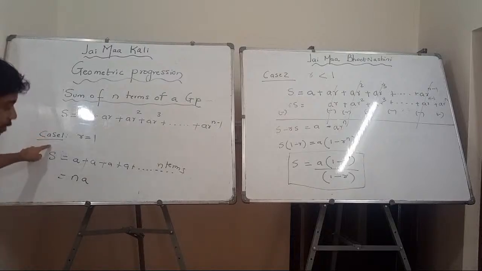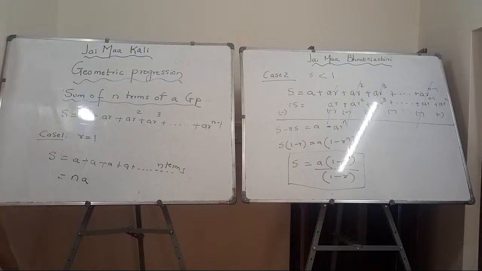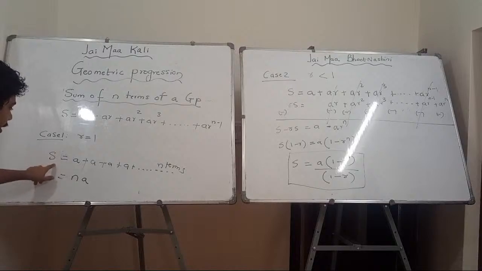So first we'll go to case 1. Now we are selecting case 1. What happens when R is equal to 1? When the ratio between two successive terms, or two consecutive terms, is 1. If R is equal to 1 and you don't know the sum, you should find the sum.